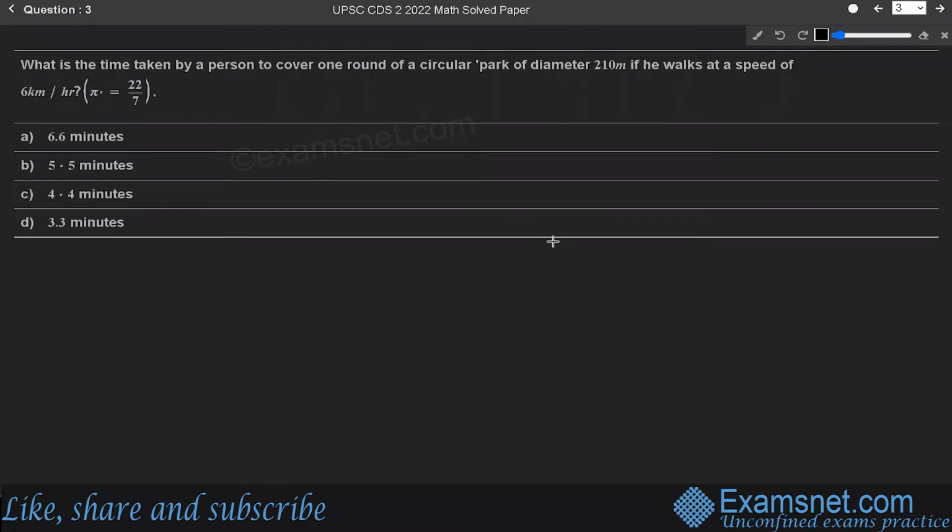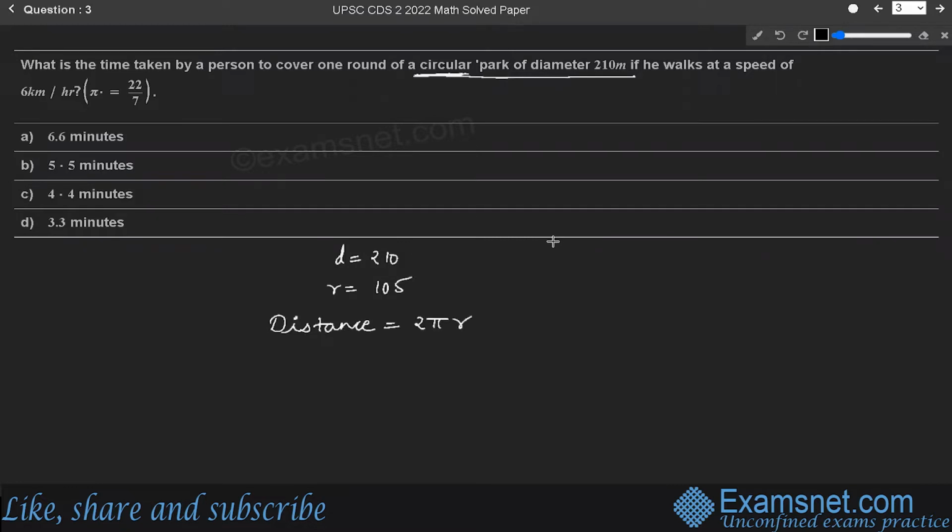Next question is, what is the time taken by the person to cover one round of a circular park of diameter 210 meter if he walks at a speed of 6 kilometer per hour? We have to find the time taken by a person here. Since a circular park of diameter 210 is given, the radius will be 210 by 2, which is 105. And since it is a circular park, the distance or the circumference will be equal to 2 pi r.